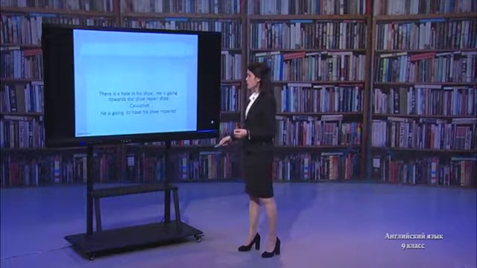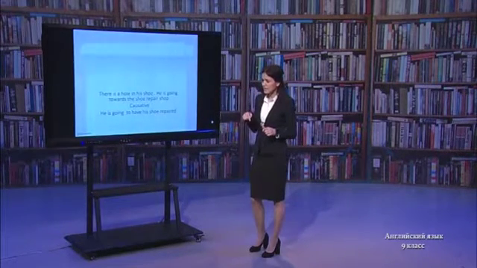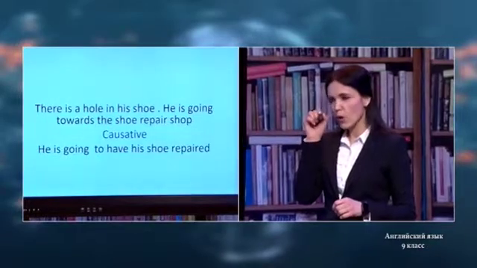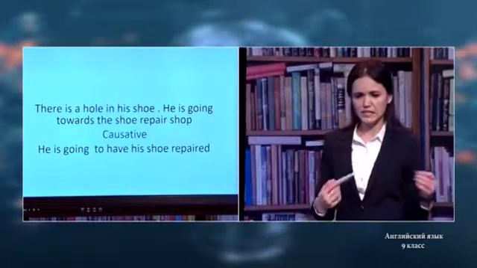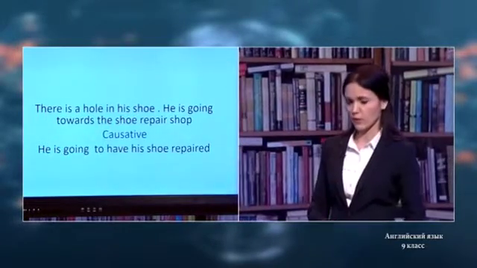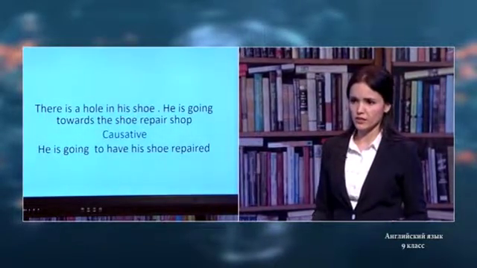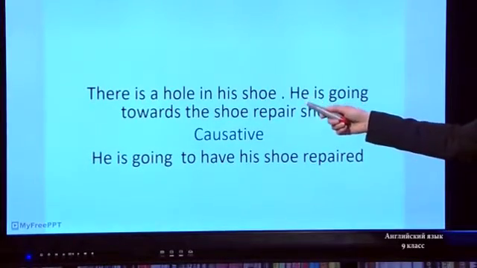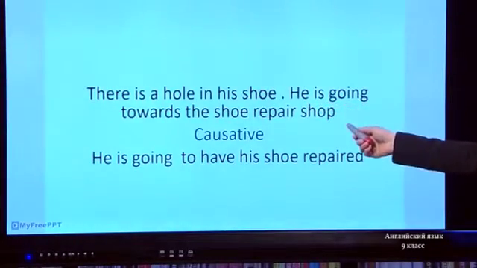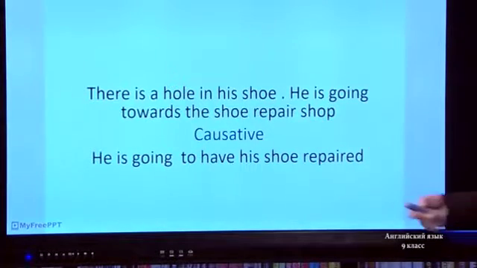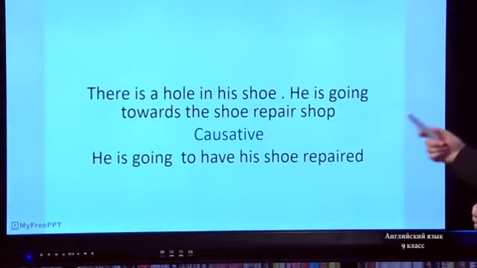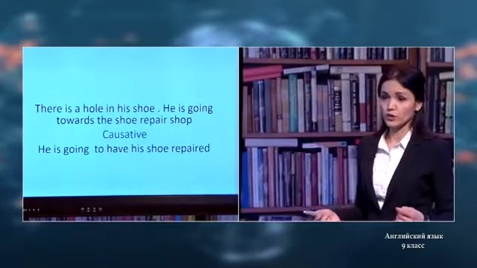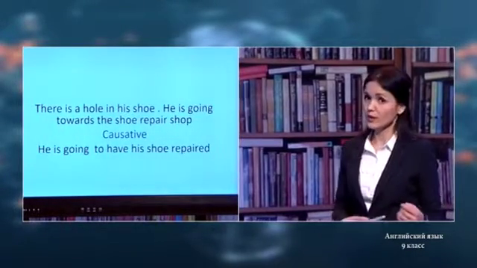Well, there's a hole in his shoes. That means there's a small hole in his shoes, and he's not a repairman who can repair it, or he doesn't have any devices to do it himself. He's going towards the shoe repair shop, a person who can repair it. He's going to have his shoe repaired. But if you can do it by yourself, if you can.